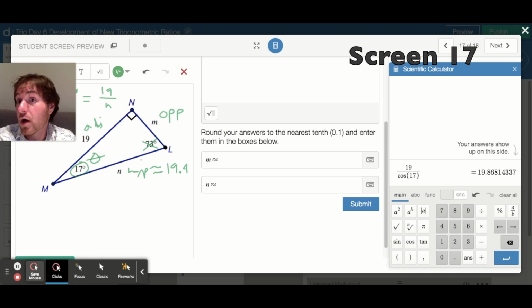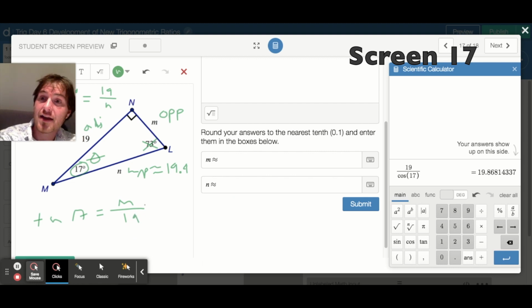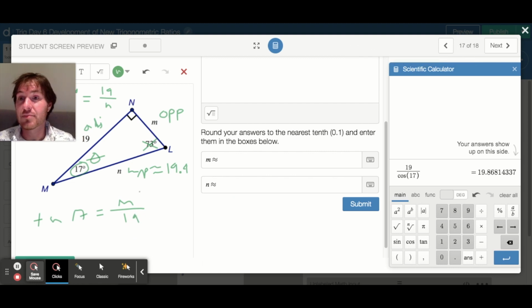That's just TOA, right? You can use the TOA thing. Tangent is opposite over adjacent. That's super easy. Tangent of 17 degrees equals opposite, which is m, over adjacent, which is 19, and that's that. So you just do 19 times tangent of 17, boom, gives you what m is. That's a lot easier than the Pythagorean theorem.